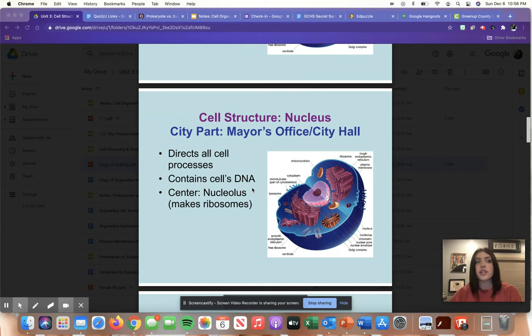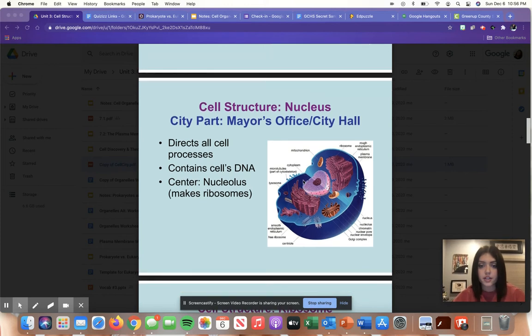Here we have the nucleus. When we talked yesterday, I compared it to the brain of the cell. That's what everything runs through. So in the city, it would be the mayor's office or city hall, right? Everything goes through the mayor's office. Everything goes through city hall. It has to be passed. It has to be handed down from the mayor, who says, okay, this is good to go. Go do it. So the nucleus directs all cell processes. It contains the cell's DNA, and in the center of the nucleus is the nucleolus, and that's what makes ribosomes. So here's that nucleus, and right there in the center is the nucleolus.